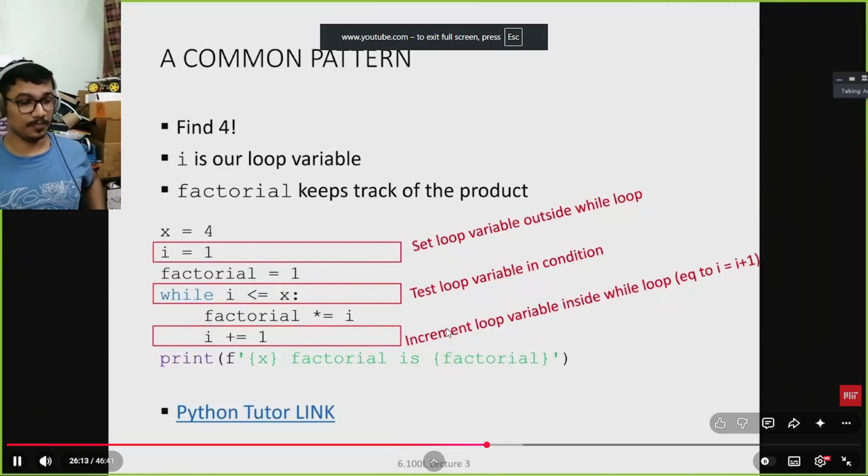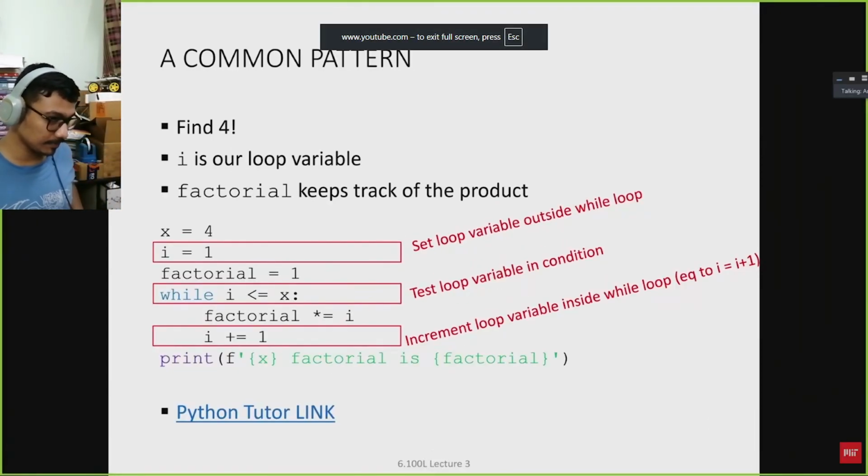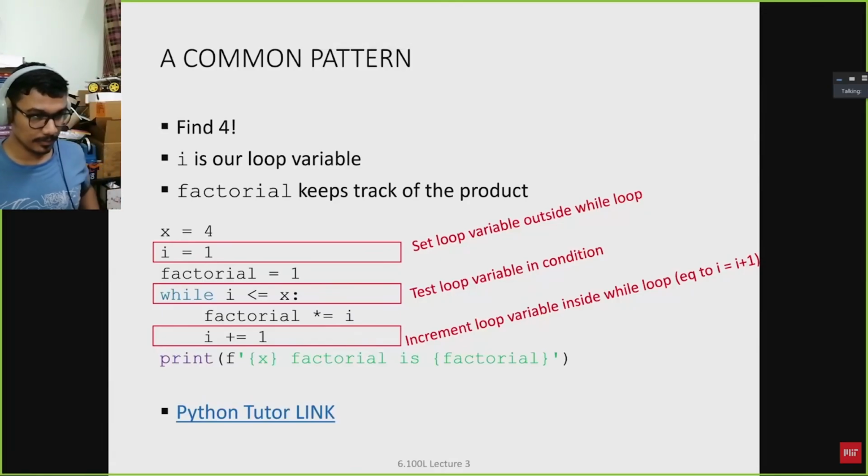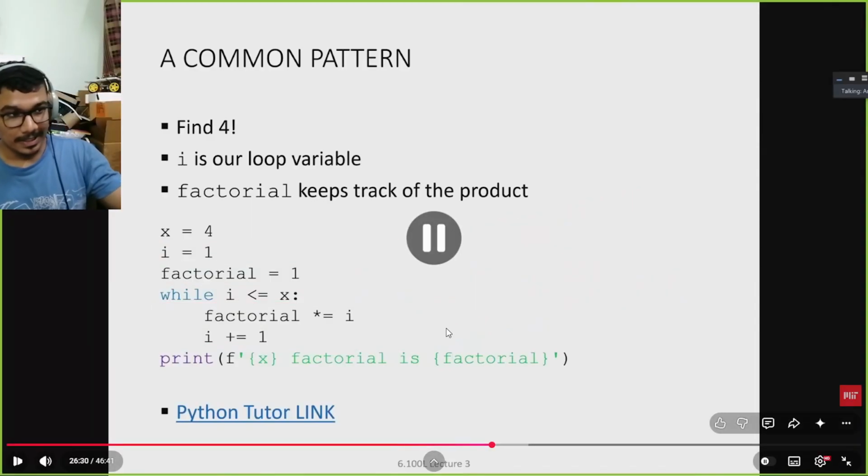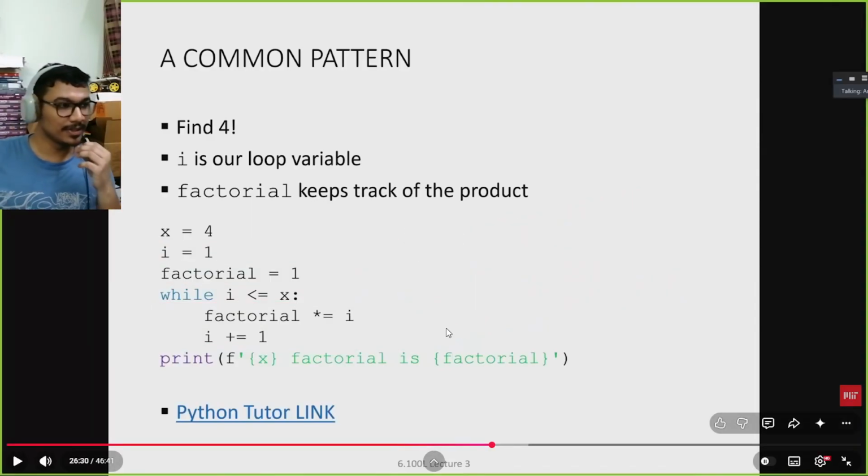The loop, and I'm making forward progress towards making i greater than x, at which point my conditional will become false. The rest of the code, x is equal to 4, just sets the thing I want to get the factorial of. And this. So here's the thing.